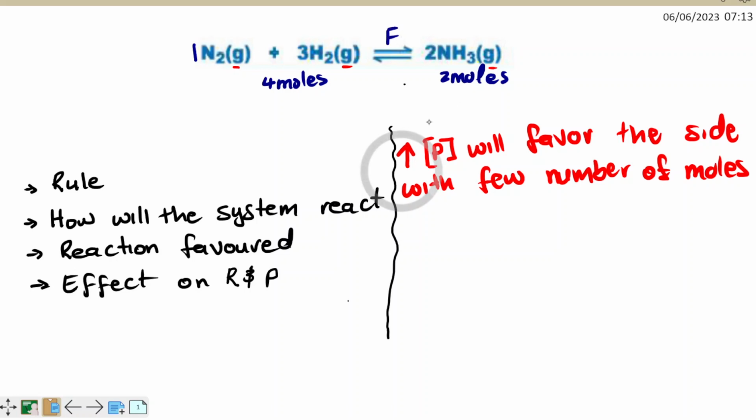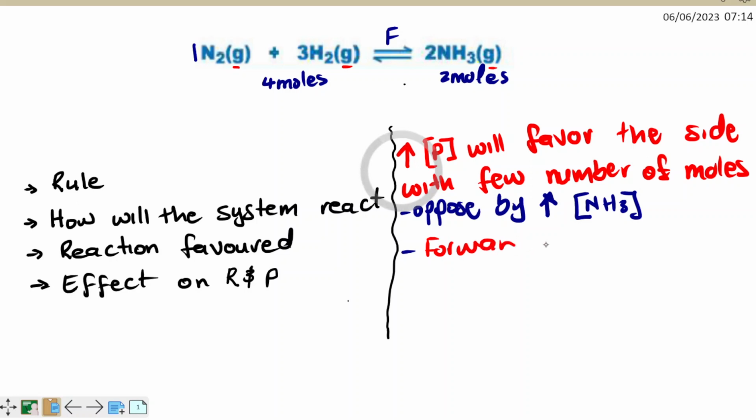So the side with fewer moles in this equation is the right hand side, the product side, which is the forward reaction. How is the system going to react if you increase the pressure? The system is going to oppose this by increasing the concentration of the gas with fewer moles, which is the ammonia gas in this case. Then which side of the reaction will be favored? We said it's going to be the forward reaction. So the forward reaction is favored. That's why the product side increases in concentration.